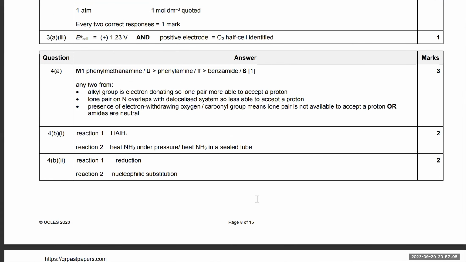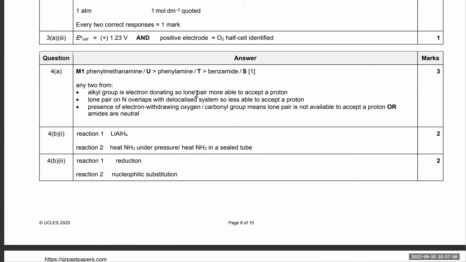Question number 4. So alkyl group is electron donating, so lone pair more able to accept electrons. It's got a higher charge density. There's more attraction for H+. Lone pair on N overlaps with the delocalized system or delocalized electron cloud on benzene, so it's less able to accept. And then there's the presence of electron withdrawing oxygen carbonyl group, C double bond O, meaning the lone pair is not available to accept. It's not basic at all.